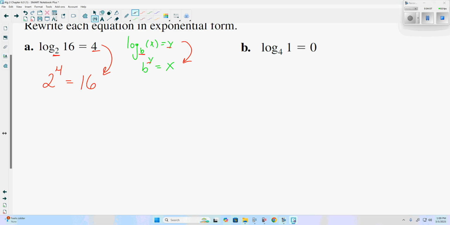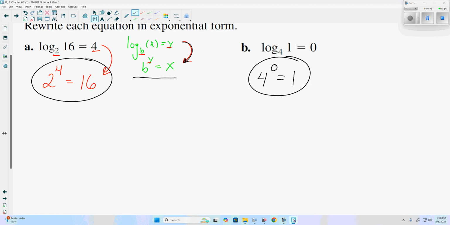Log base 4 of 1 equals 0. So again, we're wanting to go from logarithmic to exponential. So our b to the y is equal to x. So for the next one here, what is our b value? 4. What is y? Equals 1. So we're saying that 4 to the 0 is equal to 1. Yeah. Questions on these here?